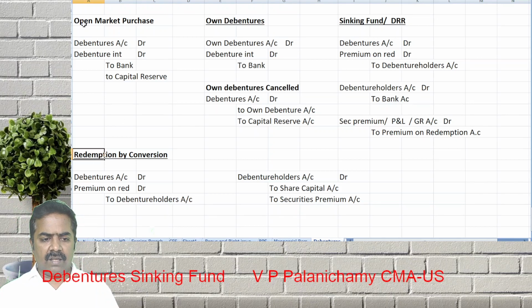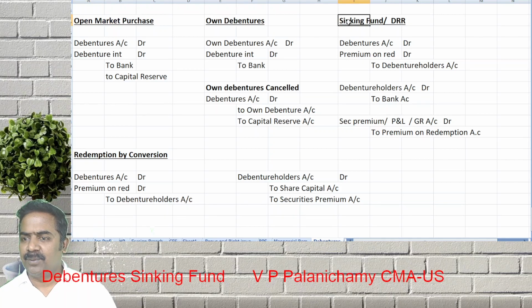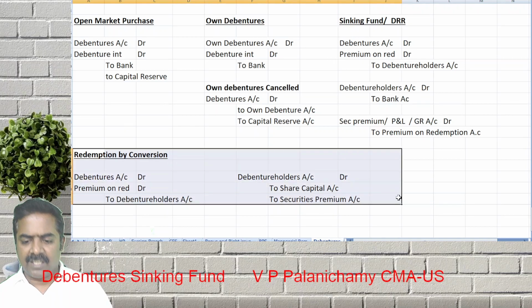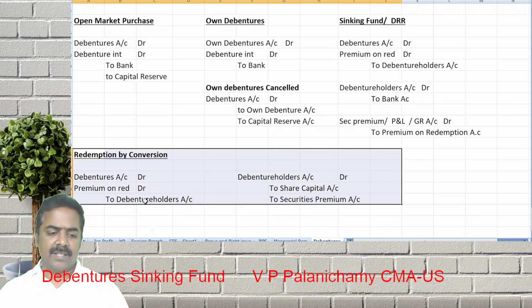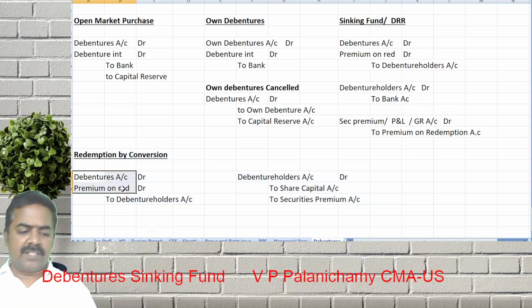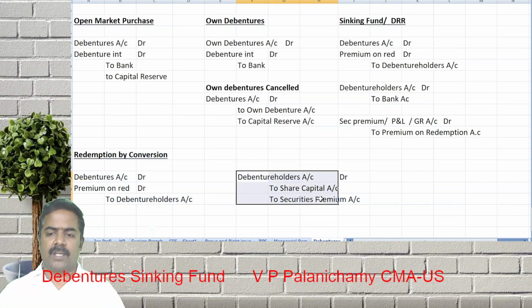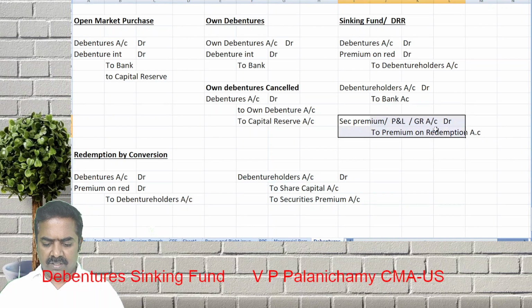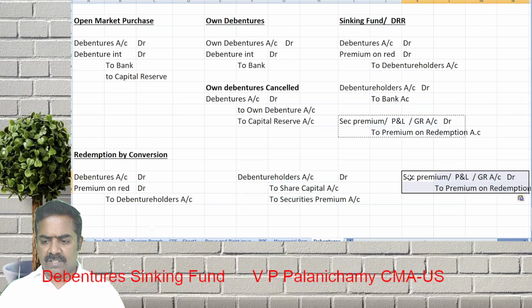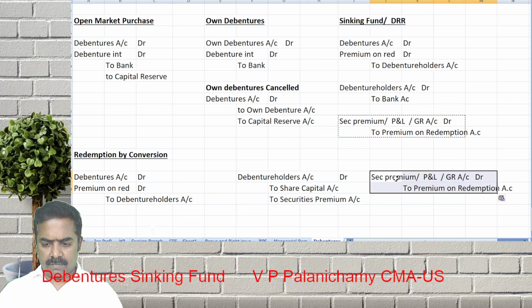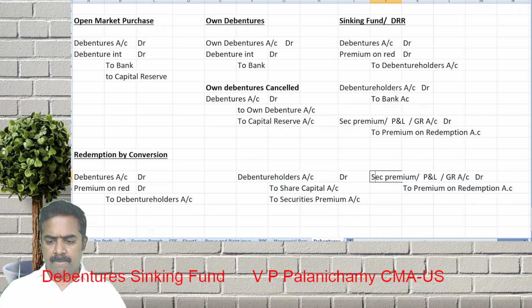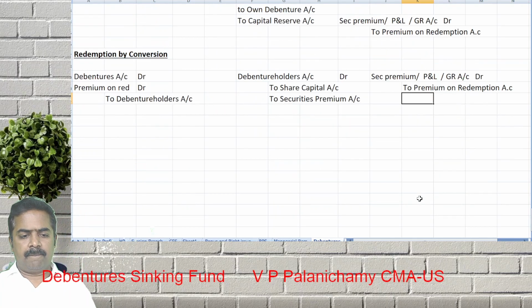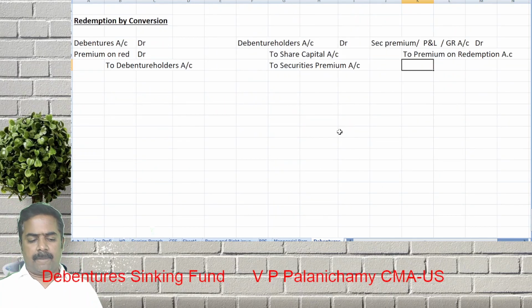Now we have learned all the 3 points, I hope. Open market purchase, own debentures, sinking fund, and redemption by conversion also, I request you to note it. Start. Redemption by conversion. Simple. Your debentures are going to become which one? Equity share capital. And of course, the premium on redemption will be adjusted with securities premium. Take up this. Redemption by conversion.